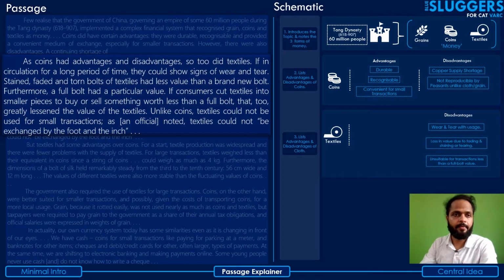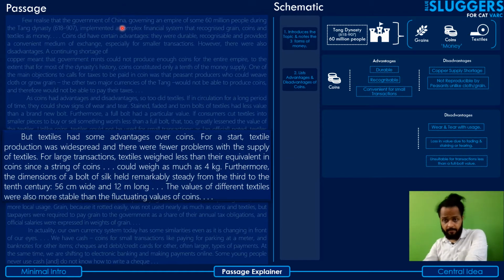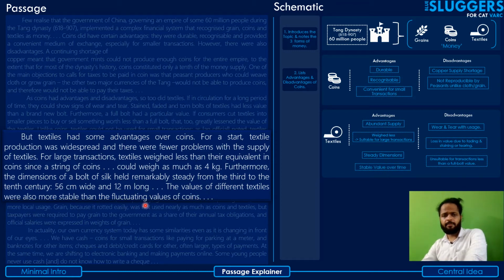Let's see. Next paragraph: but textiles had some advantages over coins. For a start, textile production was widespread and there were fewer problems with the supply of textiles. For large transactions, textiles weighed less than their equivalent in coins, since a string of coins could weigh as much as 4 kgs. Furthermore, the dimensions of a bolt of silk held remarkably steady from the 3rd to the 10th century, 26 centimeters wide and 12 meters long. The values of different textiles were also more stable than the fluctuating values of coins.